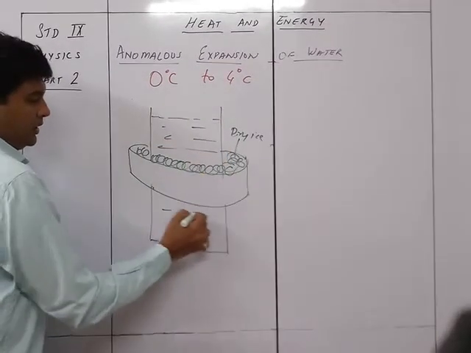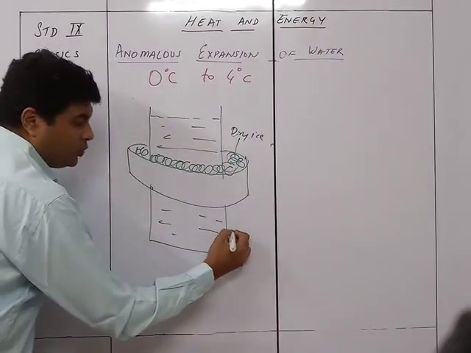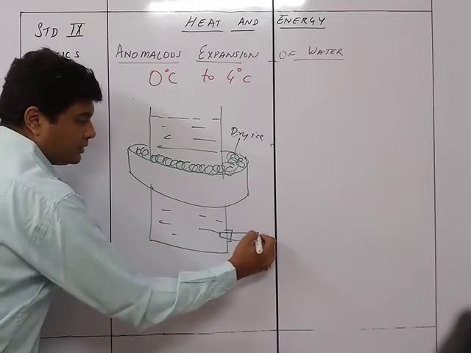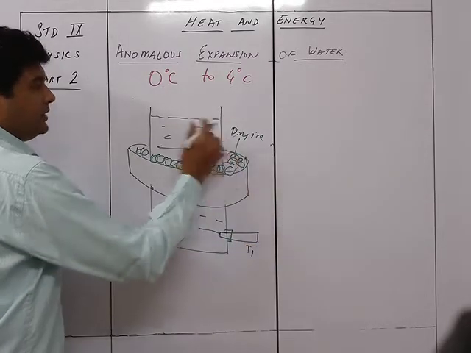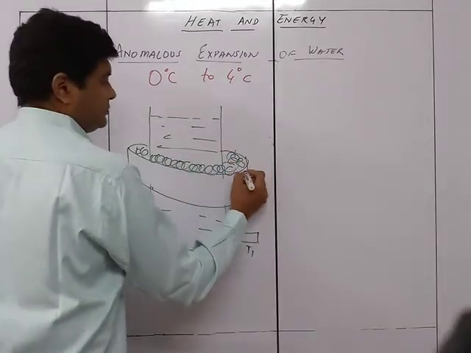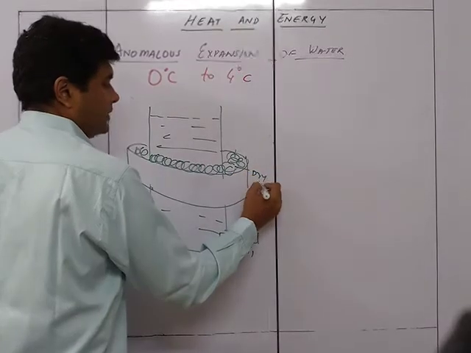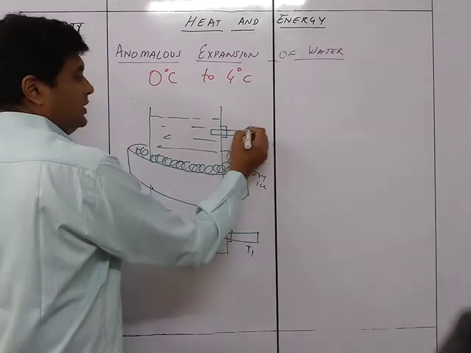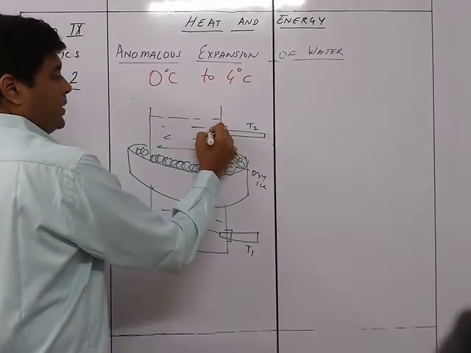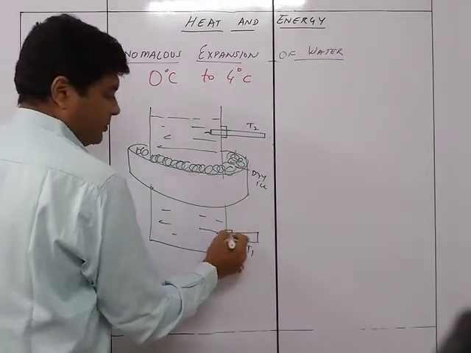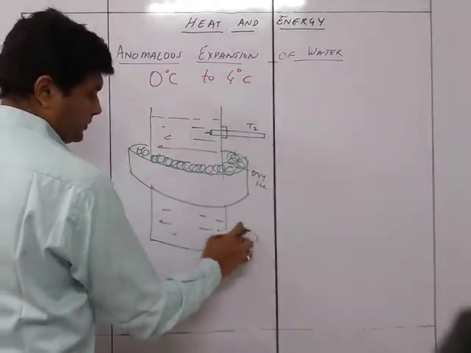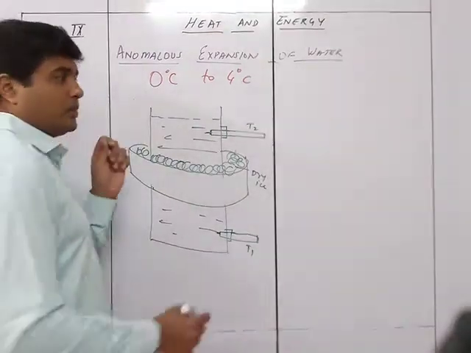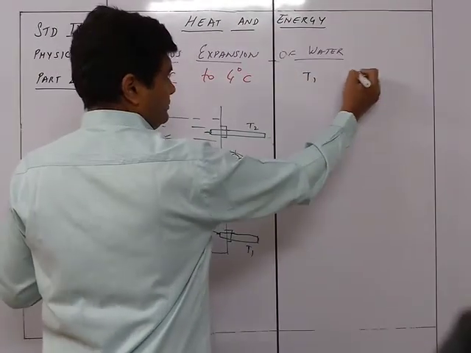So there will be water all over here, and there will be two thermometers, one inside here. This will be T1, and another thermometer, which is placed inside over here like this. So this is dry ice, this is T2 and this is T1. So this is a thermometer and this is another thermometer, T1 and T2. Now let's see the readings of the thermometers, T1 and T2.